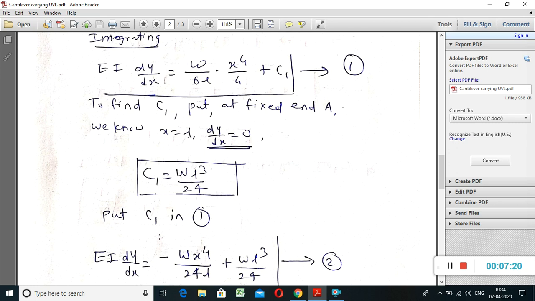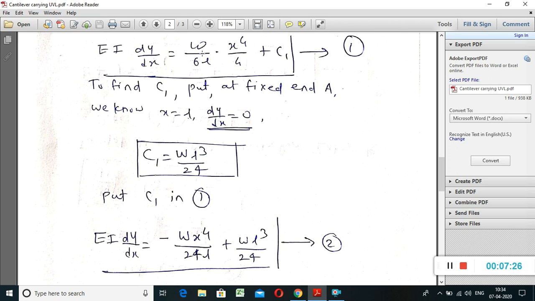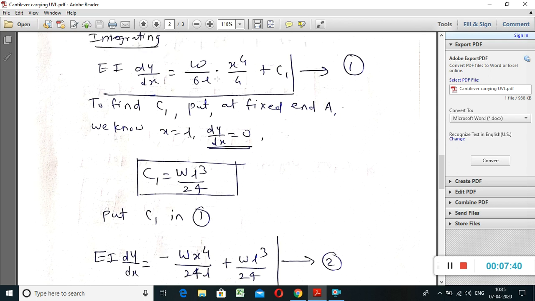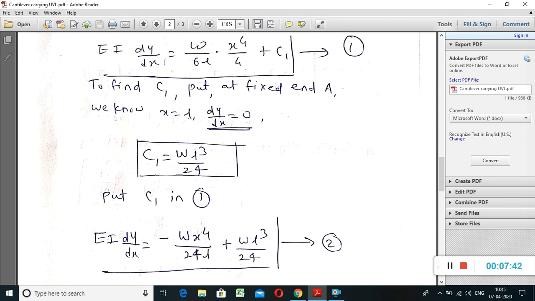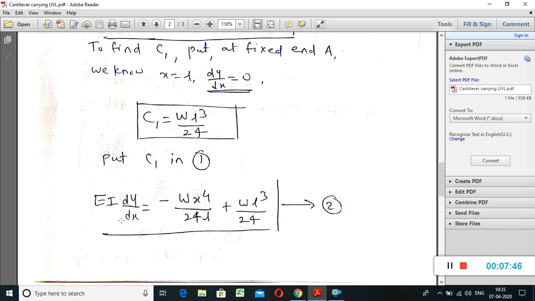Once we get c1, put the constant c1 back in equation number 1. So let us put c1 in equation number 1. Here, the numerator is wx raised to 4 and the denominator is 24L. The minus sign is there, which is missed here. And c1 is the same, WL cube by 24. So this is the general expression for the slope we have got. You can check this mathematically.